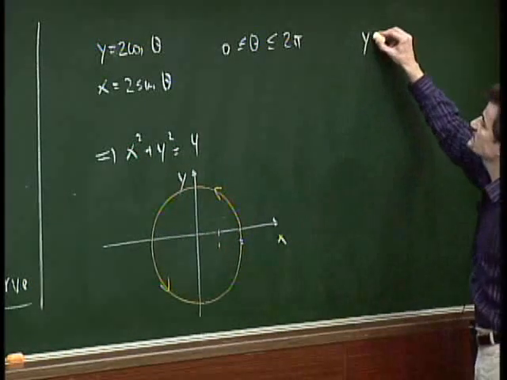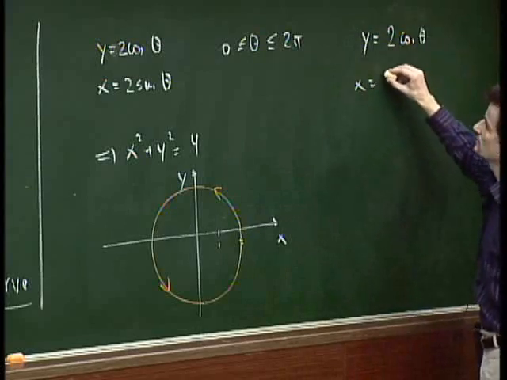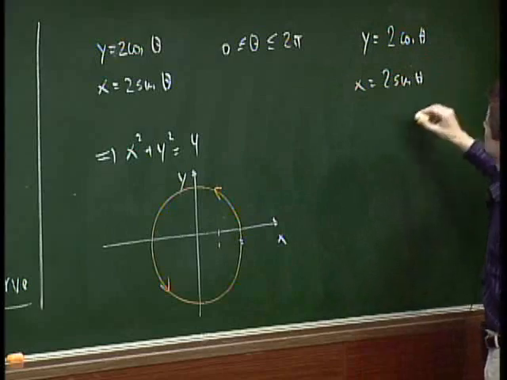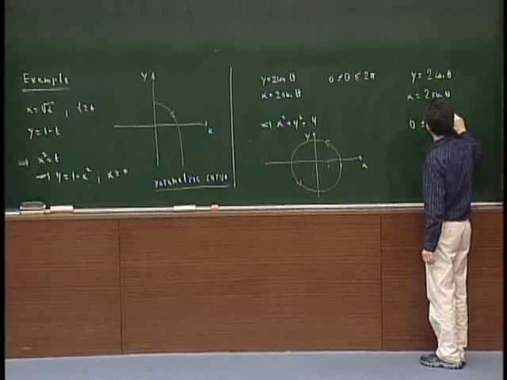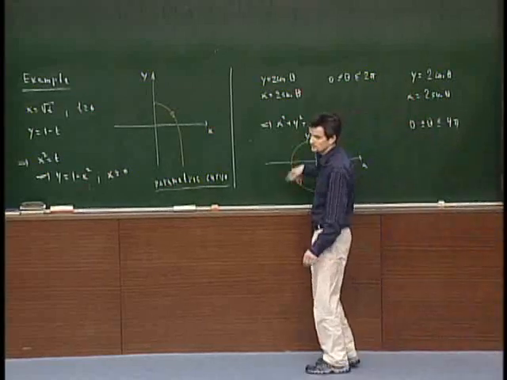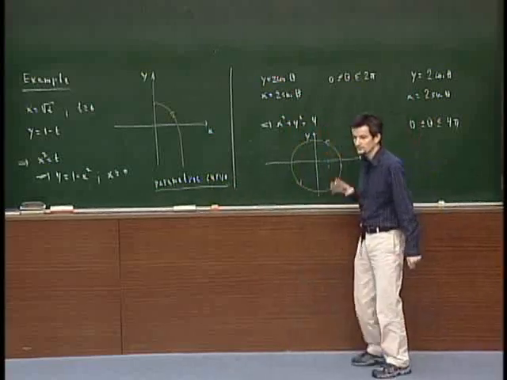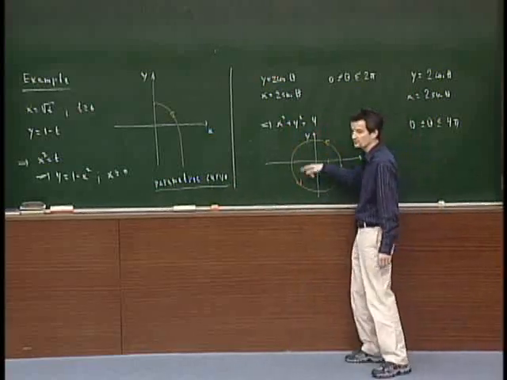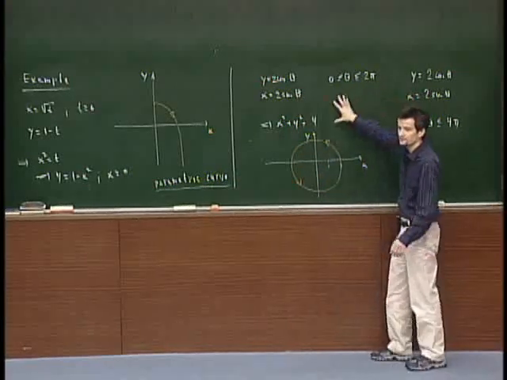Of course, if you change this, so if theta is not between 0 and 2 pi, but between 0 and, for instance, 4 pi, then you go twice around the circle. So the parametric curve would be you go twice around the circle. It's different from the curve. The curve you see is the circle. In this case, those two parametric curves are different.